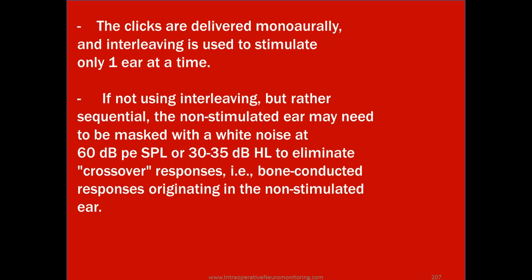The clicks are delivered monoaurally and interleaved, which is used to stimulate only one ear at a time. If not using interleaving but rather sequential, the non-stimulated ear may need to be masked with a white noise at 60 decibels SPL, or 30 to 35 decibels hearing level, to eliminate crossover response or bone conduction response originating from the non-stimulated ear. If you have them going at the same time, you can potentially cause a false negative because of bony conduction causing a response in your waveforms. So in that case, you want to have a 60 decibel white noise in the contralateral ear to make sure that does not happen.